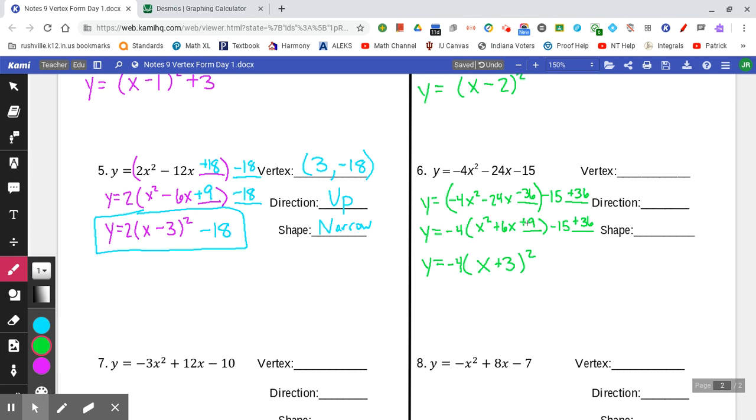So it's this trinomial that factors to be x plus 3 quantity squared. So our leftovers are a minus 15 plus 36, which would give us a plus 21. So here would be our final answer.